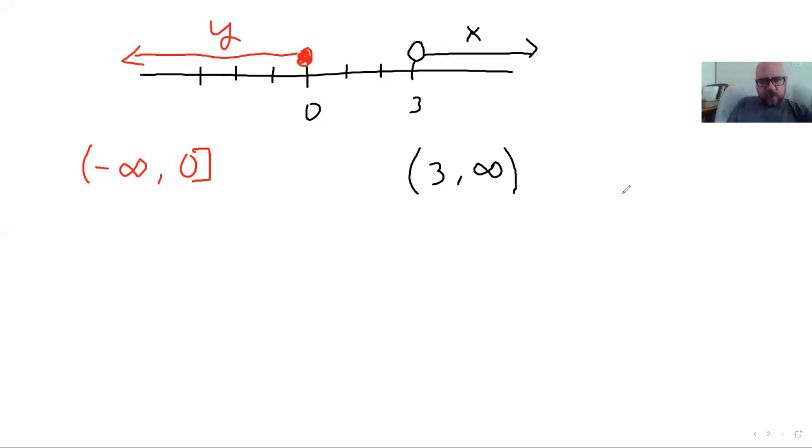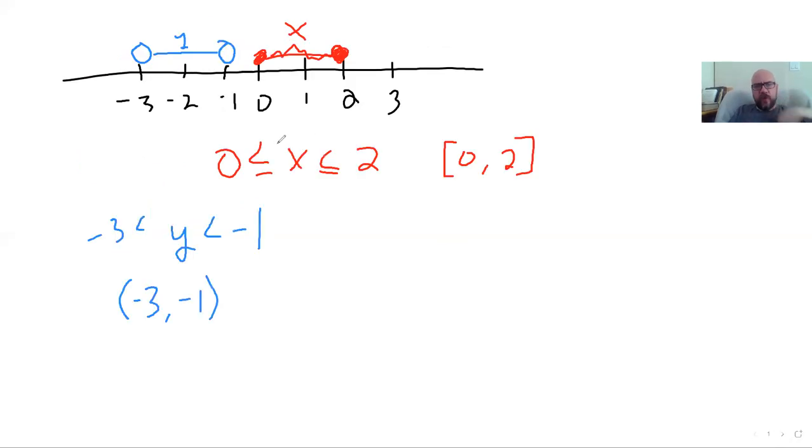I suppose I should say something like this. The red here corresponds with y being less than or equal to 0. And the black corresponds with the inequality that x is greater than 3. Right, and so those are the inequalities that we've got here.